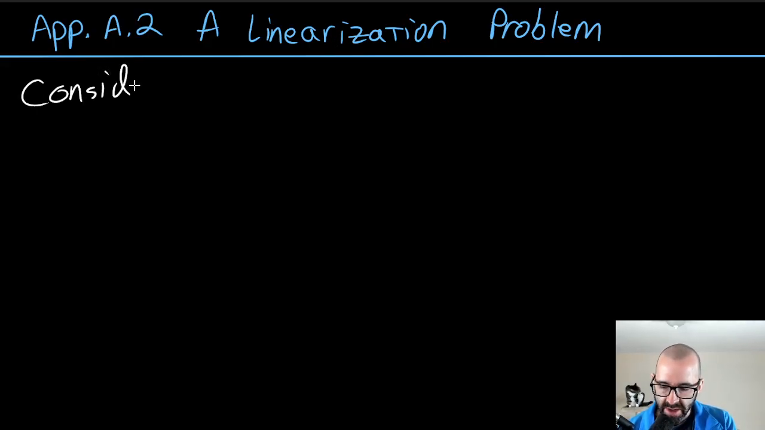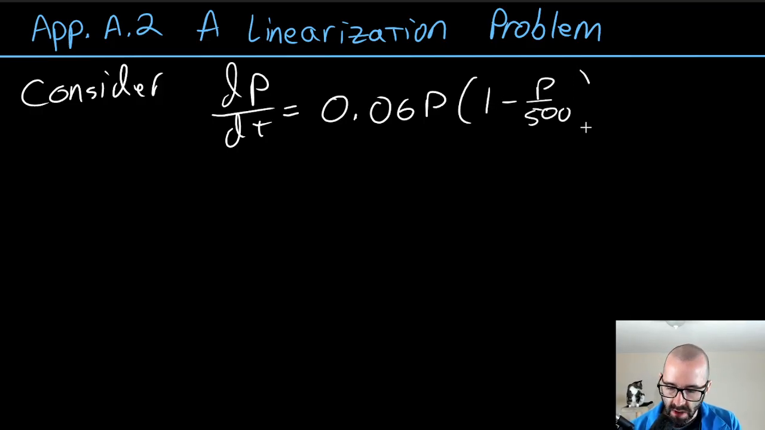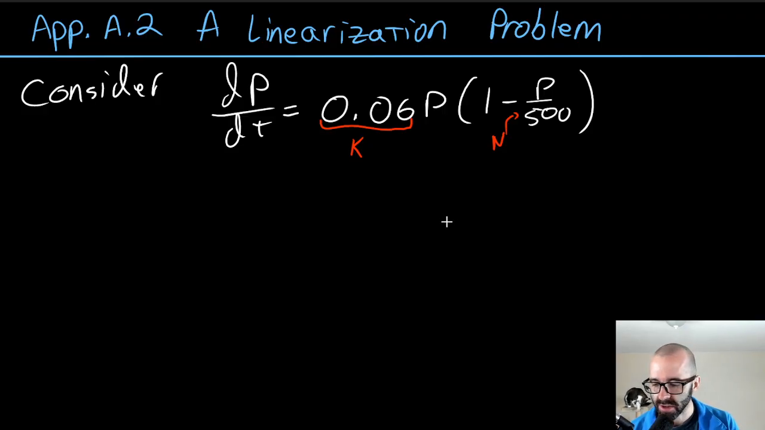So we're going to start by considering a problem. I want you to see if you can recognize this differential equation, 0.06p times 1 minus p over 500. And hopefully you look at this and you say, oh, this is the logistic growth model. That's my growth constant, and that is my carrying capacity. Okay, and we know a lot of things about this model. We know how it behaves. We know how the graph looks. We know how the solutions look.